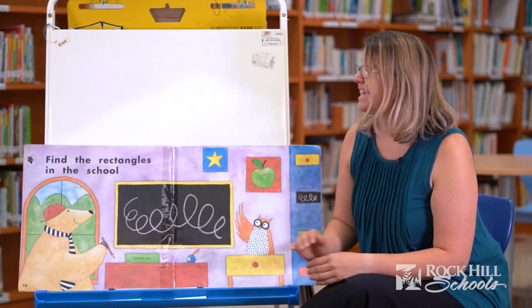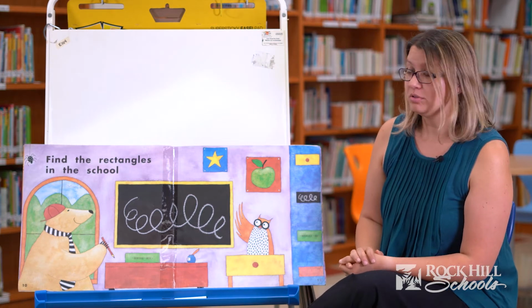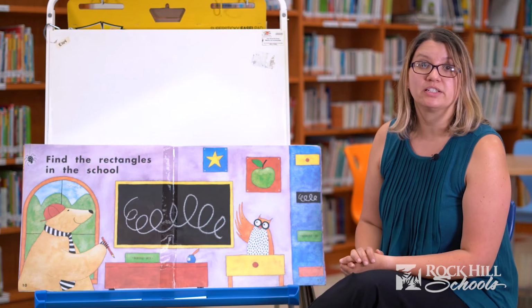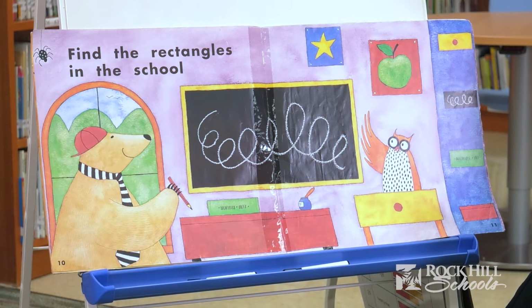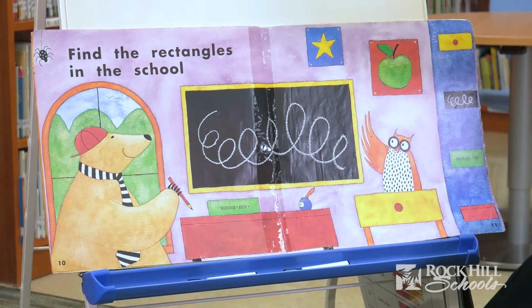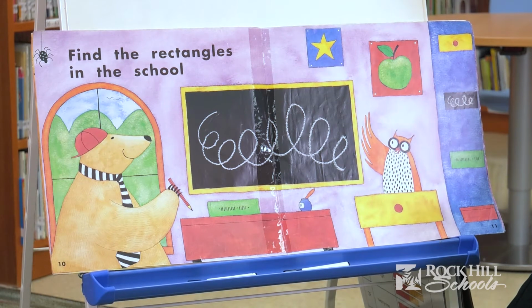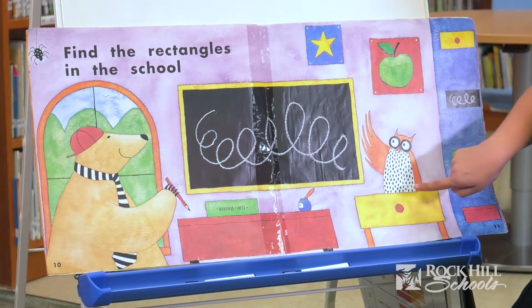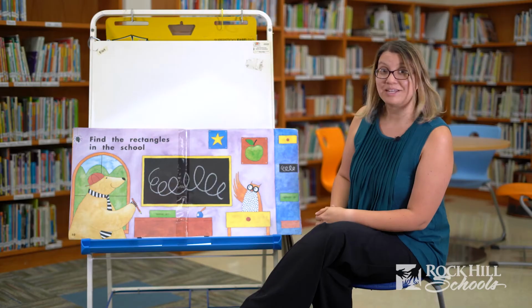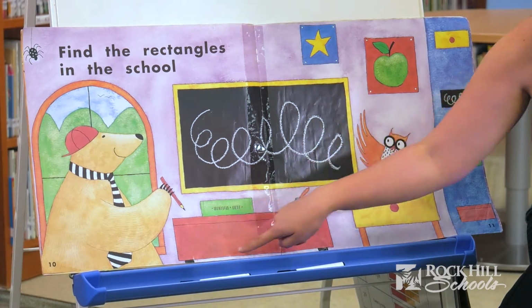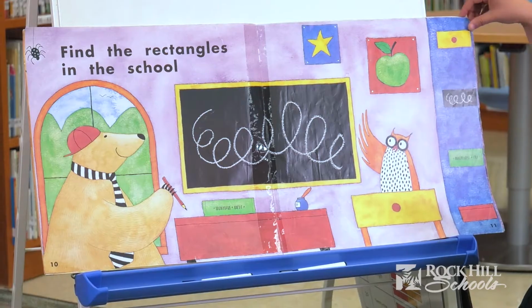Find the rectangles in the school. Oh, the rectangles. See if you can find a rectangle. When you find one, I want you to put your hand on top of your head. I found one. Yes, right here. Look at that. The board he's writing on is a rectangle. And then look, the owl's desk. Do you see any more? Yes, this table's a rectangle. Oh, awesome. Very good. Let's keep going.